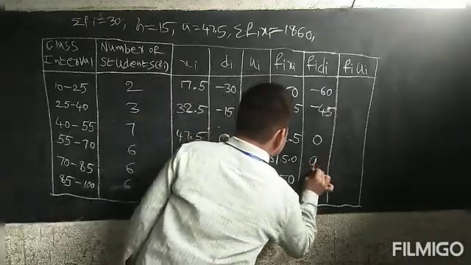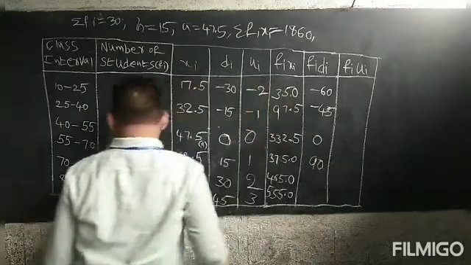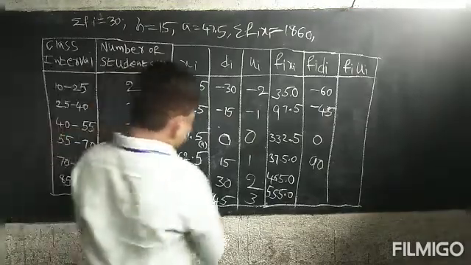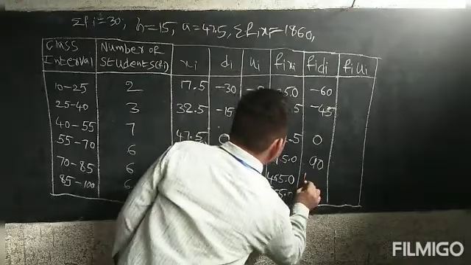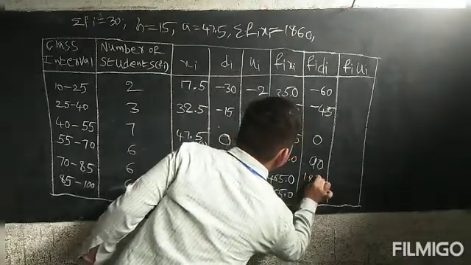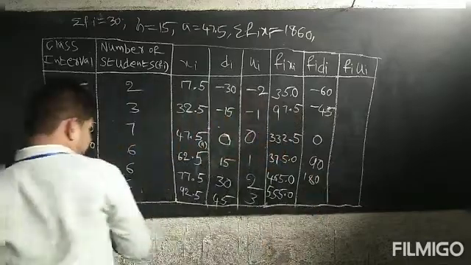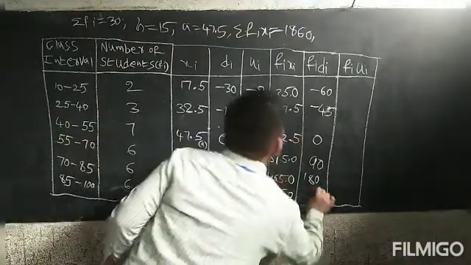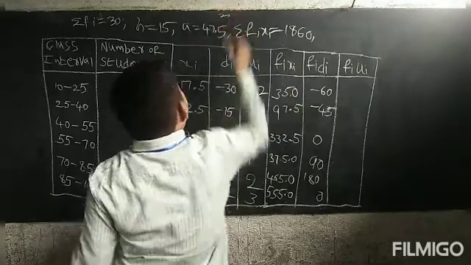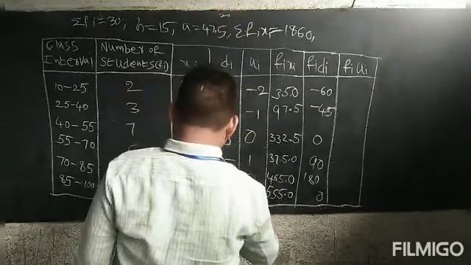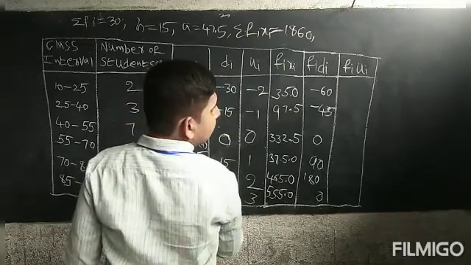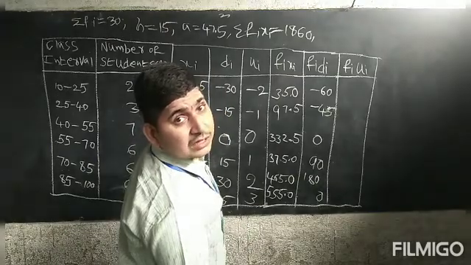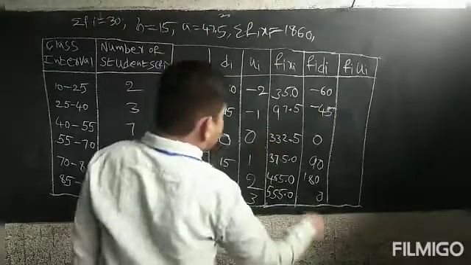6 15 are 90. Okay, now 6 30 are 180. Now 6 45 are 270. 6 5 are 30. Now 6 4 are 24. 24 plus 3, 27.